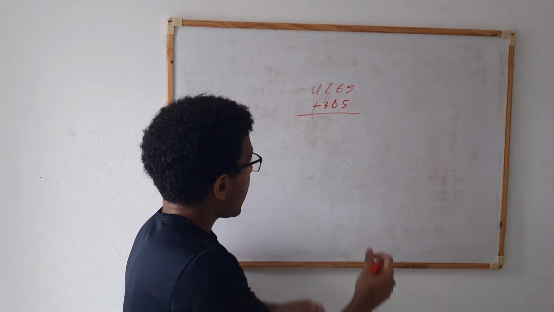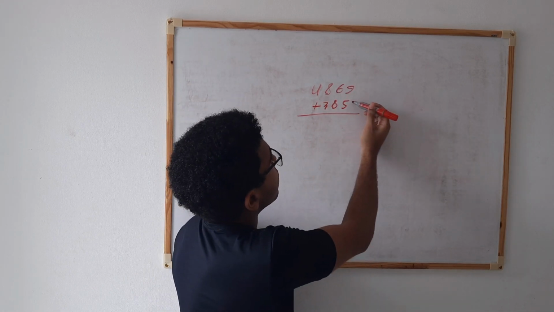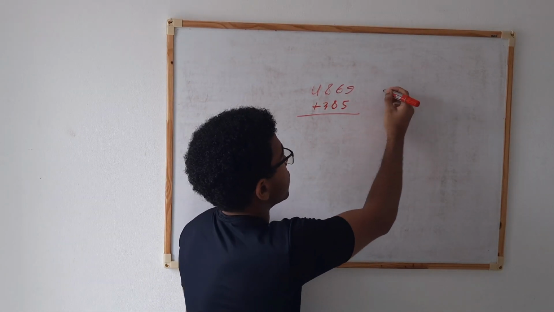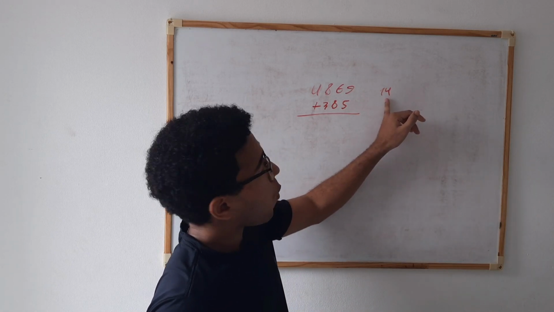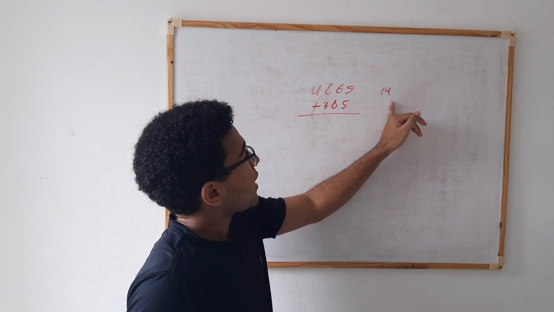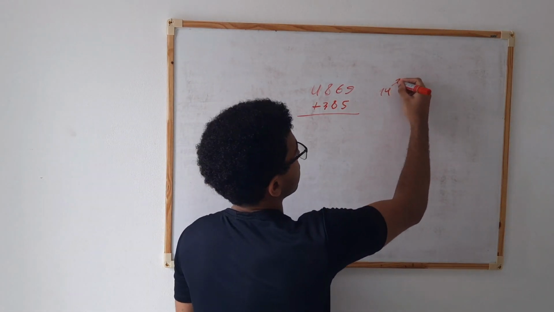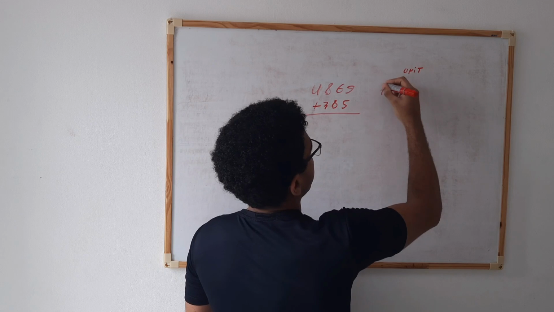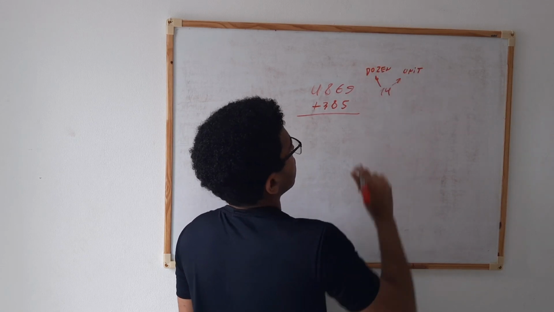So, if I have here 5 plus 9, this is going to be 14, right? And in 14, what we can observe is that it has 2 orders, right? There's a unit and there's a dozen, right?